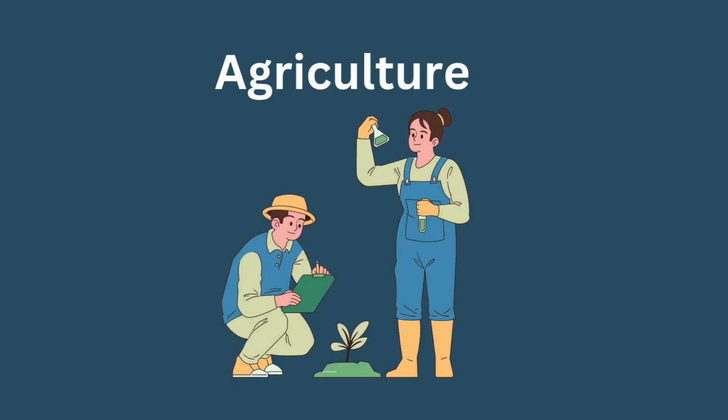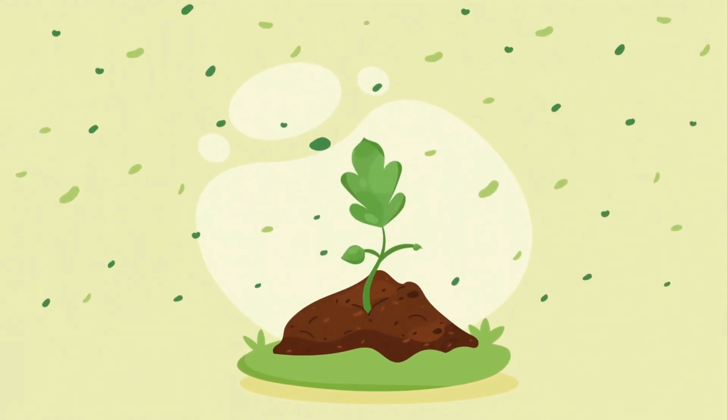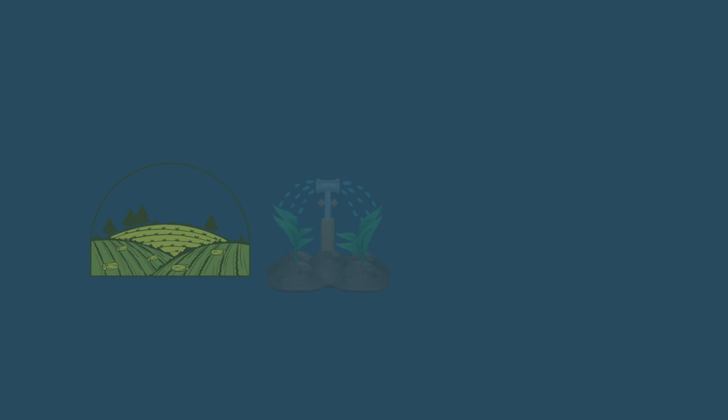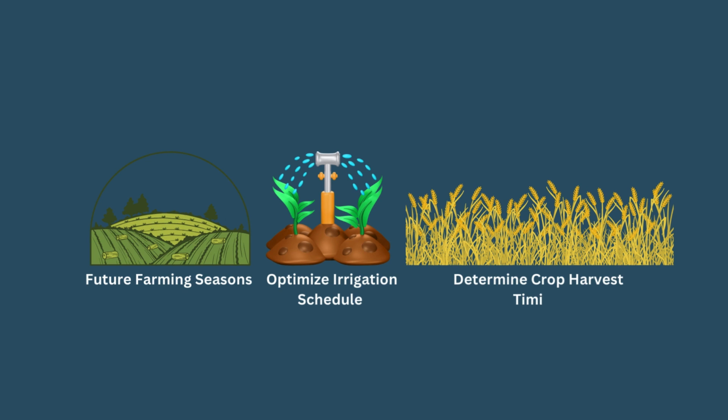Agriculture. The agriculture sector is an area where weather conditions have a major impact on product productivity and quality. Historical weather data is used to plan future farming seasons, optimize irrigation schedules, and determine crop harvest timings by analyzing weather conditions in the past years.